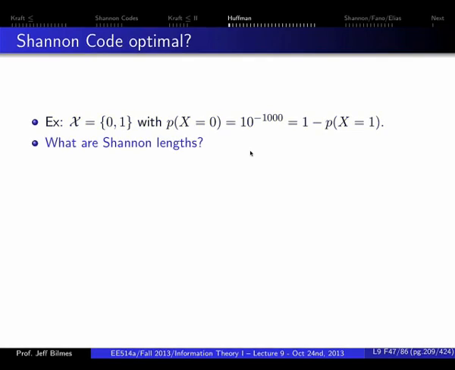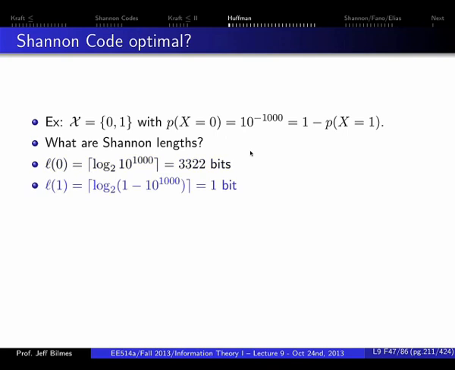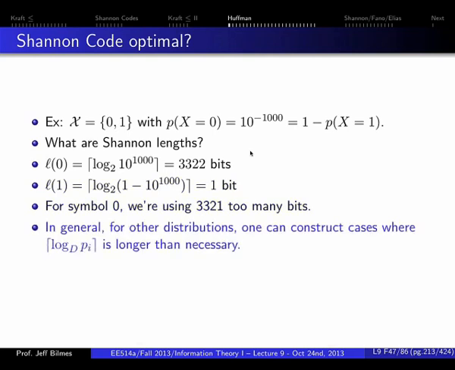What are the Shannon lengths? It's a binary alphabet source. As we know, we only need 1 bit to encode it. It's already binary, right? And so what Shannon lengths would say is, let's use 3,322 bits for the symbol zero, and let's use 1 bit for the symbol one. Okay, so Shannon is being a little silly, right? We're using 3,321 bits too many. In general, for other distributions, we can construct cases where any given individual code length is way too long.